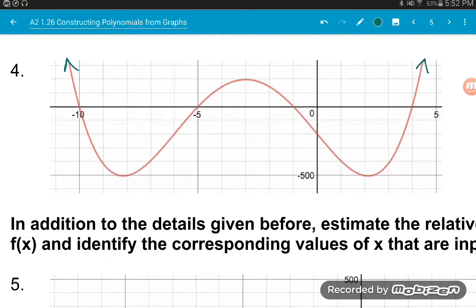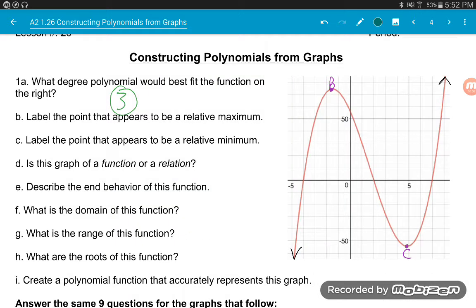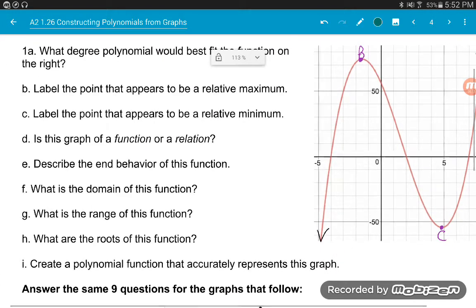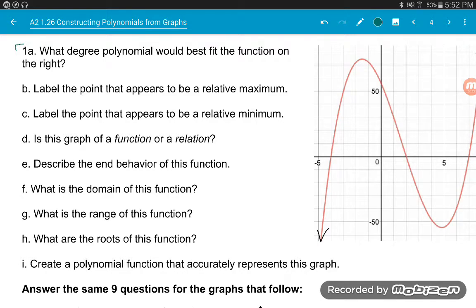Okay, so here's the video on lesson 26, constructing polynomials from graphs. You'll remember from the beginning of the handout that there are a multitude, like 8 or 9 things that we want to do to describe each one of these graphs. So I'm going to go through them one at a time. This is the list that I'm referring to when I'm speaking and answering different questions. These are the questions that I'm answering, A through I.